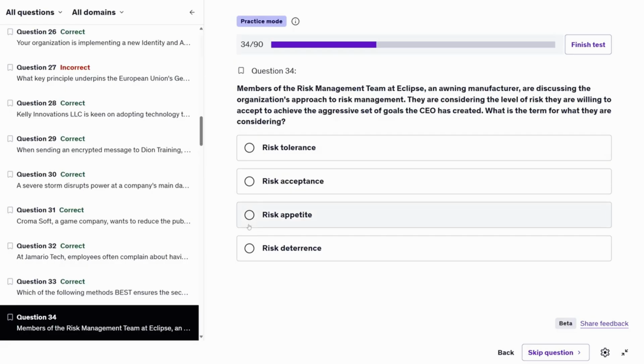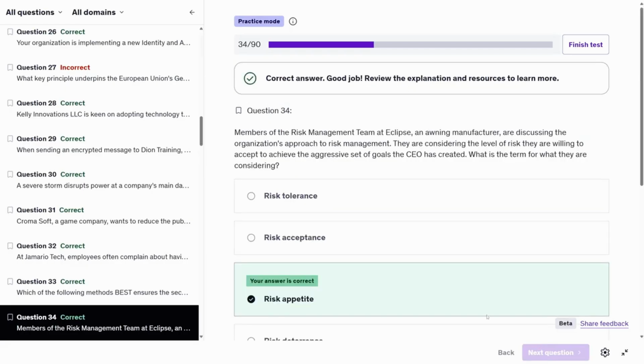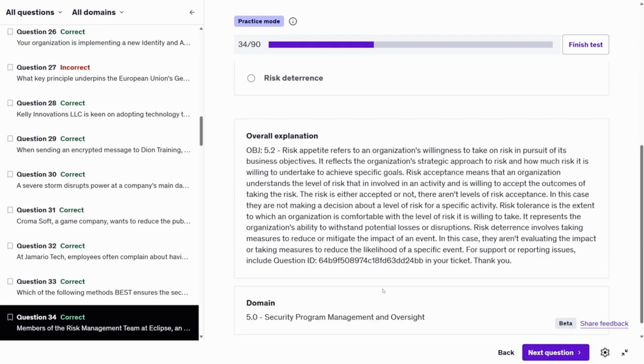Now, we went over this briefly earlier. The correct answer is C, risk appetite. Risk appetite refers to an organization's willingness to take on risk in pursuit of its objectives. It reflects the organization's approach to risk and how much risk it's willing to undertake to achieve certain goals.